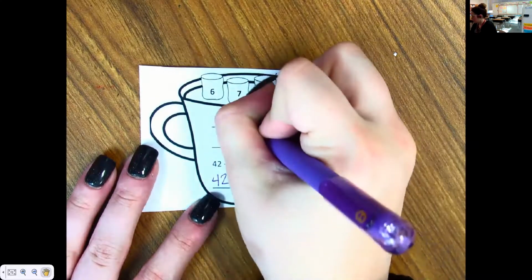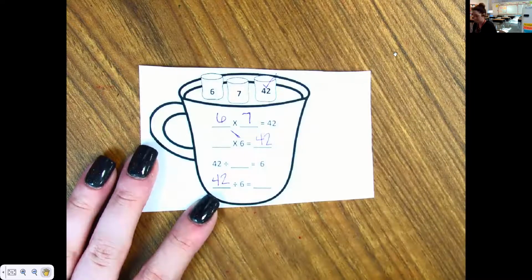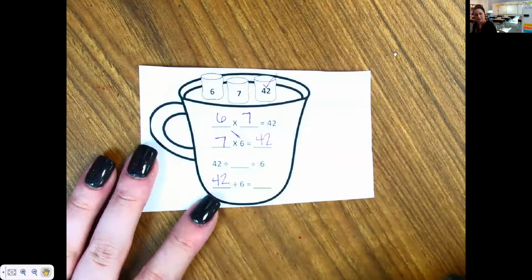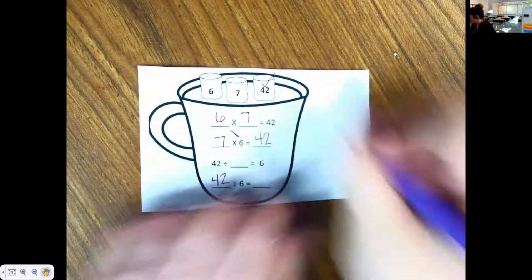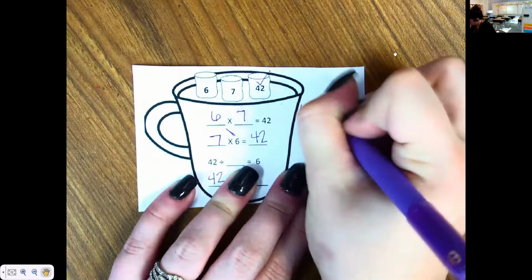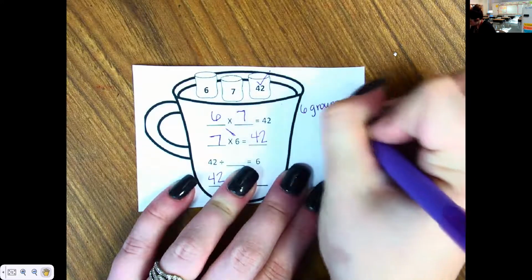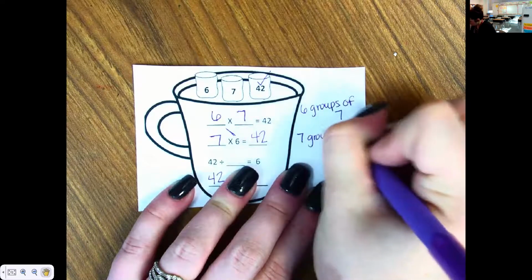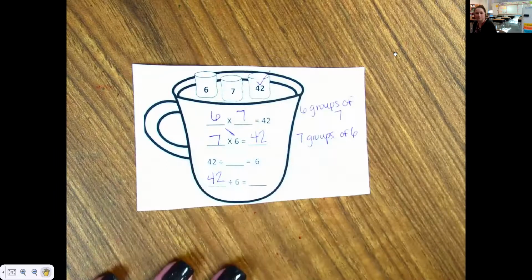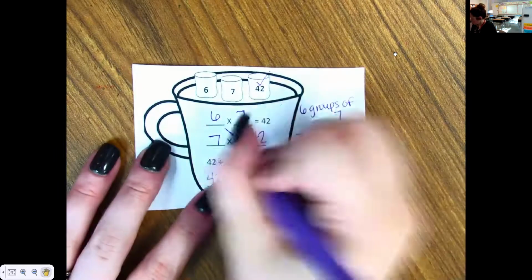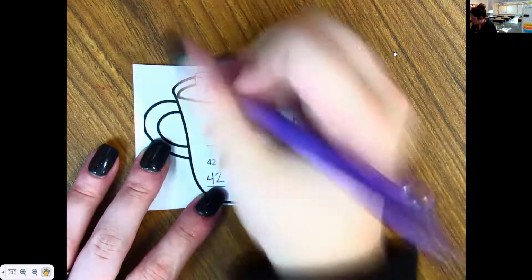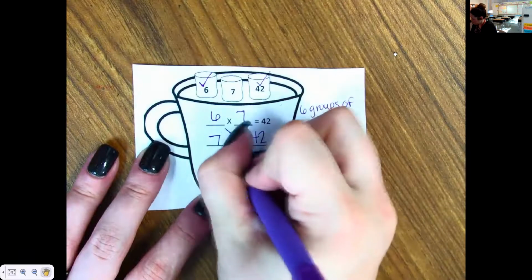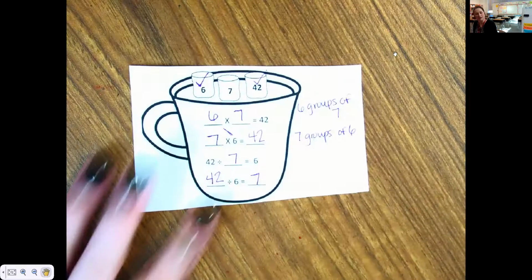So then I know this is 6 times 7 equals 42. So now these are going to switch. And it's going to be 7 times 6 equals 42. Because this is 6 groups of 7, and this is 7 groups of 6. And then I'm going to fill in my last one. Well, my 6 actually, I have 4 6s. So my 6 is actually done. So that means these have to be 7.